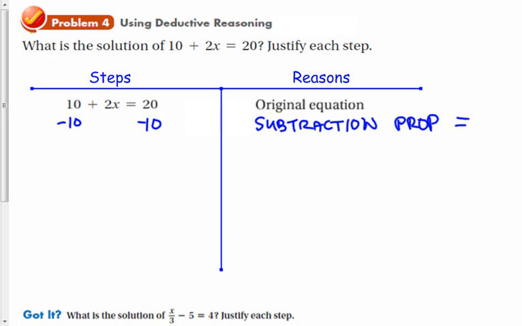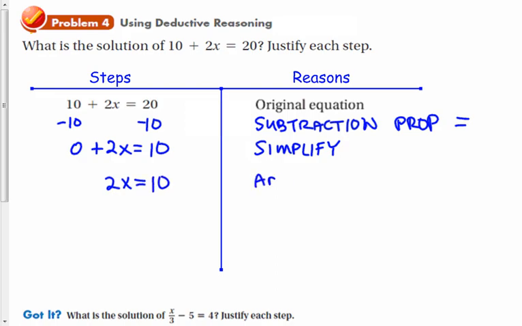All right, and now I'm going to simplify that. That is 0 plus 2x equals 10. Now, we might skip this normally, that 0 plus 2x part, but I'm going to just write it down just to show that there is a logical reason why it works. So we're simplifying that. Well, that's just equal to 2x, and that's because of the identity property of addition, or I'll just call it the addition identity.